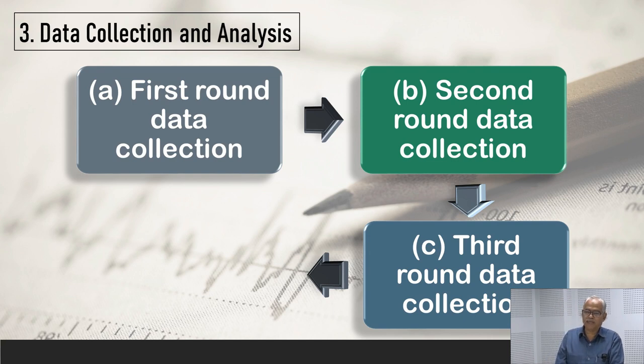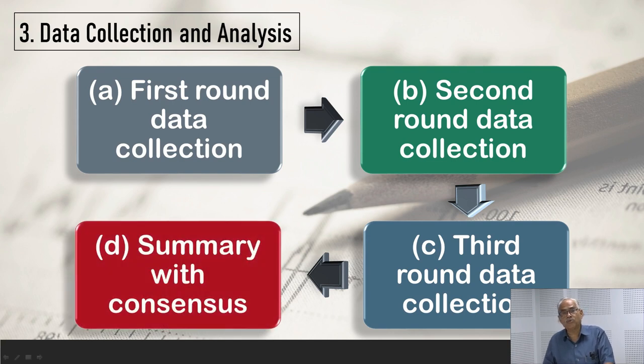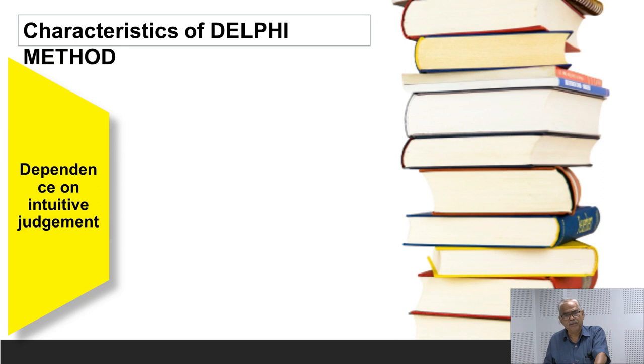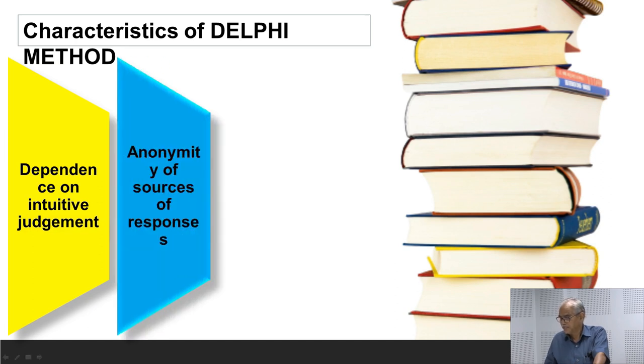What are the characteristics of Delphi? Delphi's characteristics: it depends on the intuitive judgment of experts, so it is qualitative in nature. Second is the anonymity of sources of response. When we go for second round data collection, we do not say who has said what, but we give the summary without saying who has responded in what form. Third, we go for a statistical summary of each round of data collection. Fourth, consensus is the main focus of the study.